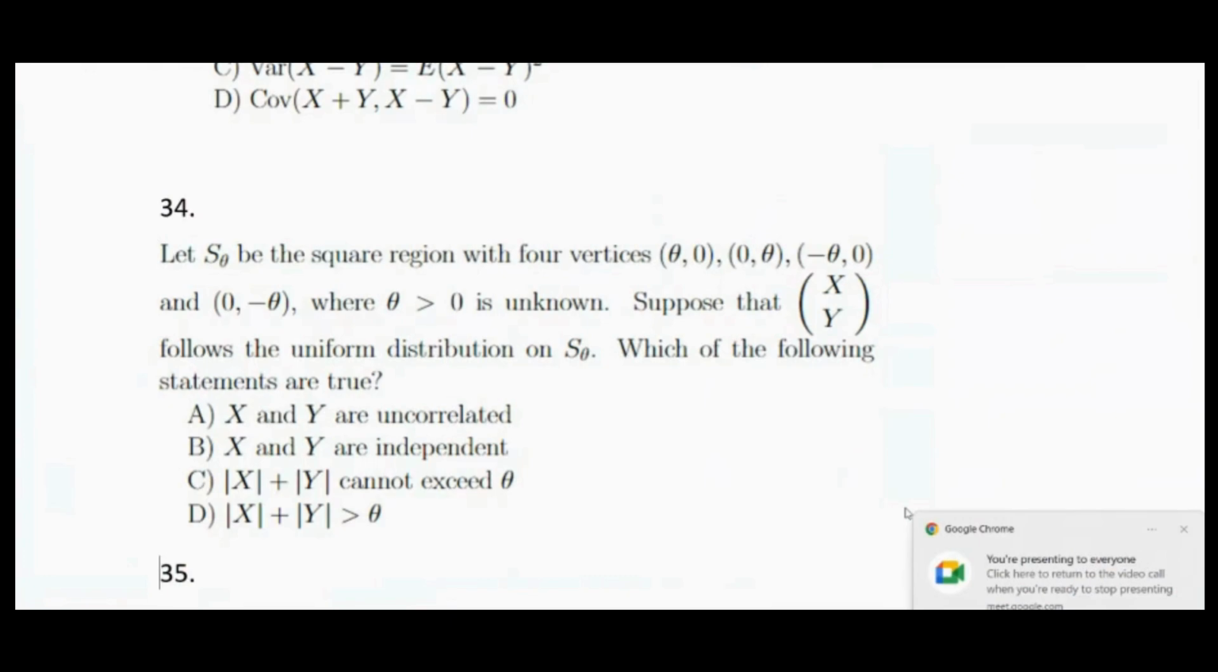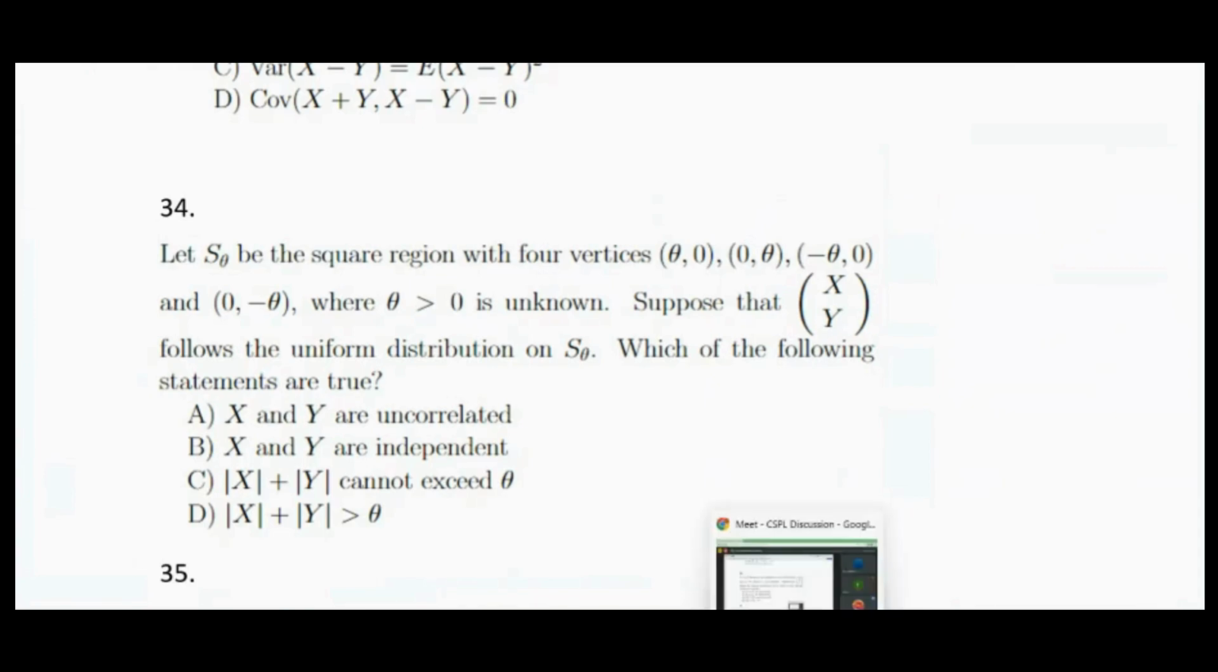S theta is a square region with given vertices plus or minus theta comma 0 and 0 comma plus or minus theta, and theta greater than 0 is unknown. (X, Y) follows the uniform distribution on S theta, and we have to check whether the four statements are true: that X, Y are uncorrelated, independent, and mod x plus y less than theta and greater than theta.